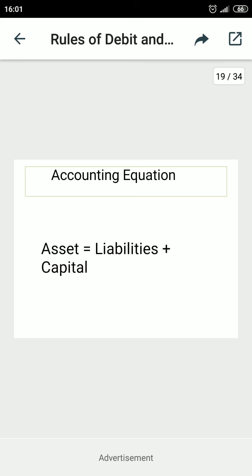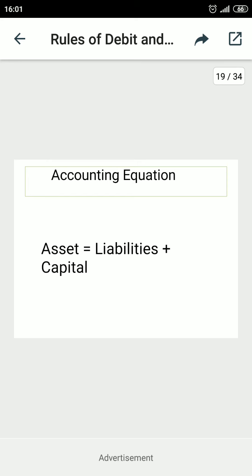You may see here the rules of debit and credit consist of five points: assets, liabilities and capital, and the other two are revenue and expenses. But the equation consists of three items only. Revenue and expenses are not listed here, but it doesn't mean they are not a part of this equation.